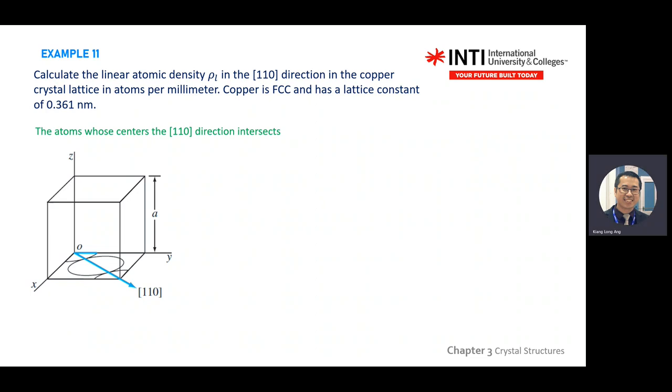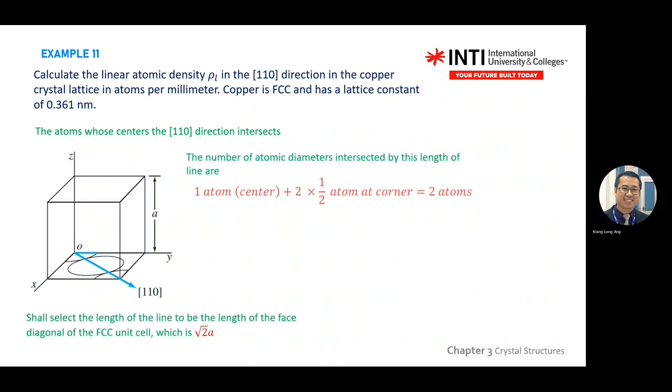FCC at that bottom plane is a face, right? Each face has a half sphere here. Make sense? You chop it, half. Then this one is a quarter. This one is half. This one is considered half here. This one is considered half. This one is considered half. So the total is 2.